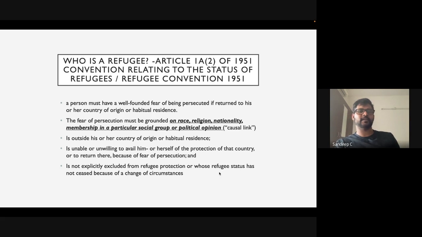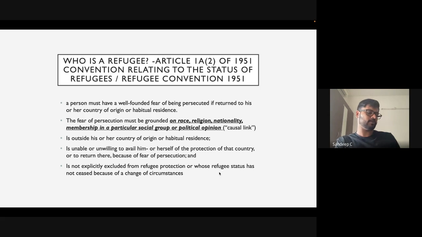The scope of the Refugee Convention 1951 was further expanded through the Refugee Protocol 1969. Okay, I will be coming to the Refugee Protocol of the Refugee Convention 1969. A protocol, as you know, is a procedural law. A convention is usually a substantive law.